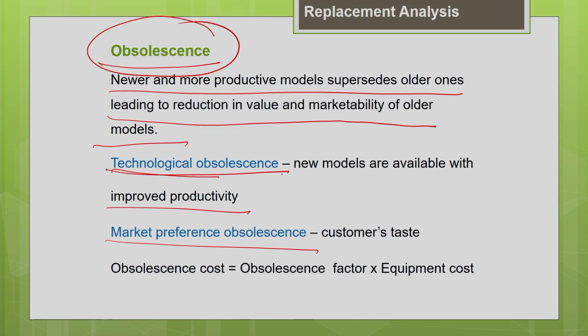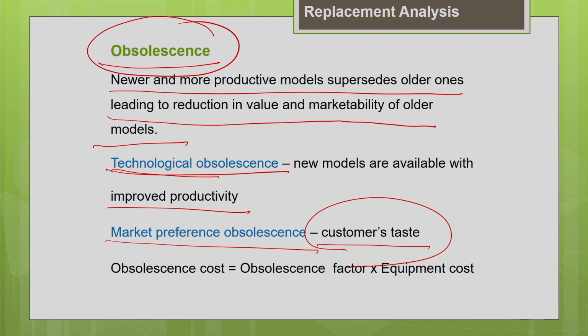That is technological obsolescence. The other one is a little bit difficult to quantify because the customer taste changes with time. When they see many advanced features in the new models, their taste changes with time. Even though your machine may be performing well, the customer taste would have changed. So that is market preference obsolescence. So there are different types of obsolescence.